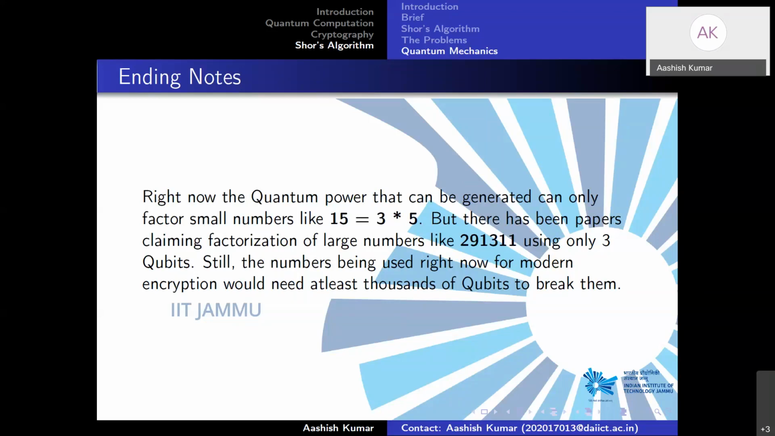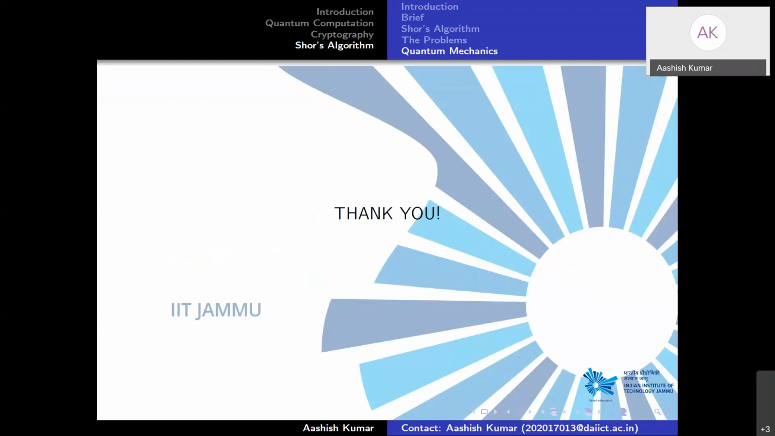And the numbers being used right now for modern encryption are actually really, really large. And it will take at least 1,000 of qubits to break them. So at the moment, we are kind of safe, but still the future is bringing endless possibilities to break down this problem of integer factorization. And Shor's algorithm is actually promising a very efficient time complexity of log n to factor integers.